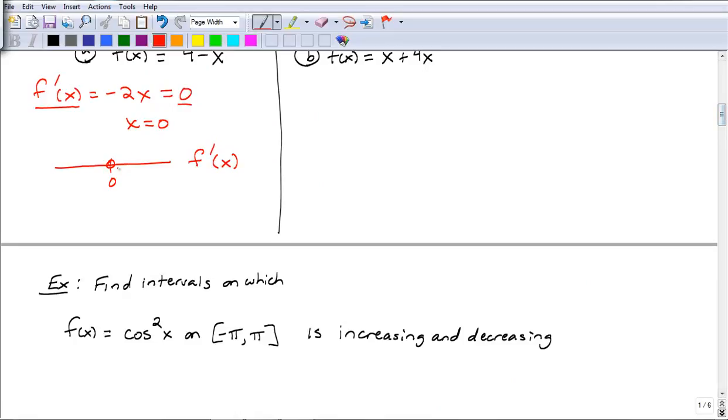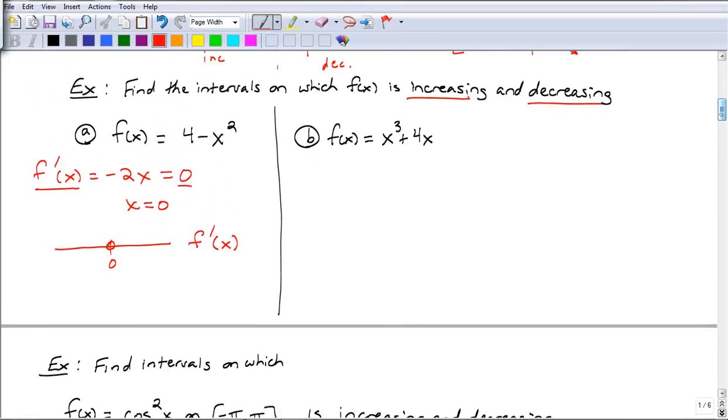So I find that place, it's at x equals 0, and I'm going to test around it. I'm just going to pick some numbers that live around 0: -1 to the left, 1 to the right. And I'm going to plug them into the derivative. When I plug -1 into the derivative, I get 2. When I plug 1 into the derivative, I get -2. So that means it's positive in the area where -1 is, because 2 is a positive number. And it's negative in the area where x equals 1 is, because -2 gave me a negative number out.